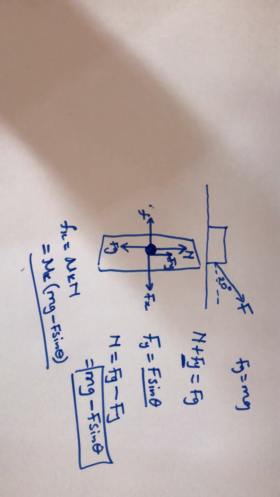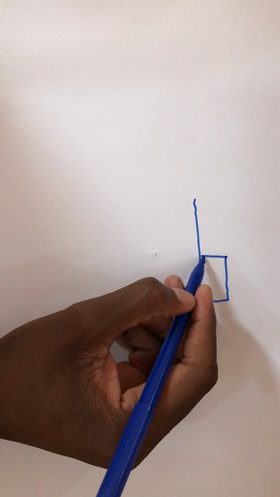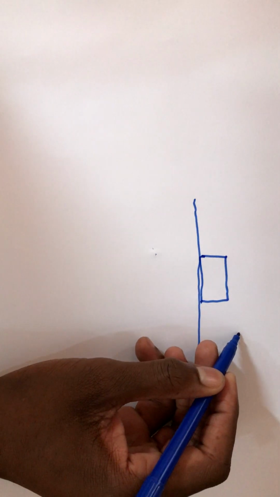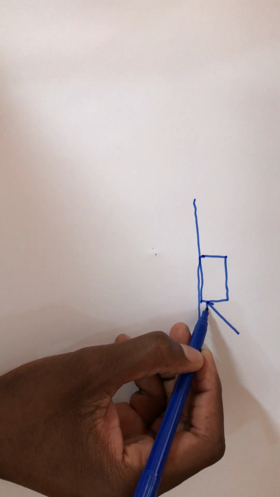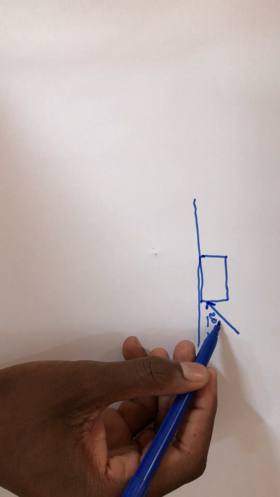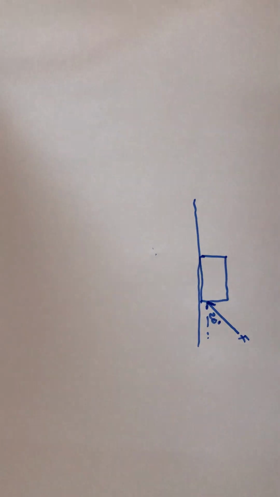Now let's move to another diagram. Let's say we have a box on a horizontal surface. Now we have a force acting at an angle, but now it's going down. Let's call this angle theta. This is force F acting at an angle going down. How are we going to calculate the normal force and the frictional force?